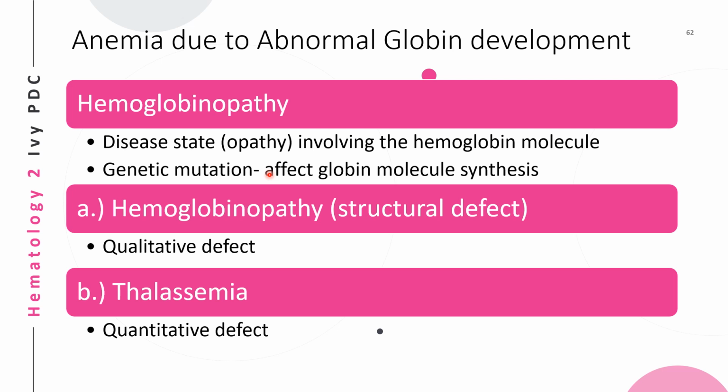And based on this distinction, hematologists divide hemoglobinopathies into two categories. We have the first category as the structural defect hemoglobinopathy, and these are the qualitative defects. And the second category is thalassemia, which is the quantitative defects.